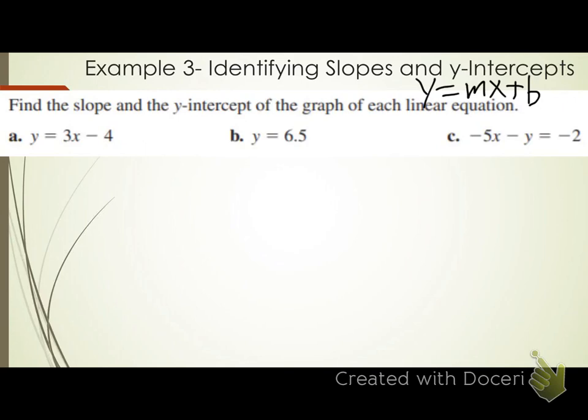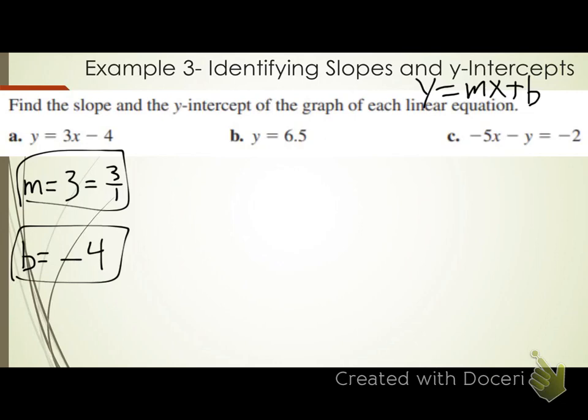Letter A, is that slope-intercept form? Yep. So my m is my slope. It's the number being multiplied by x. So what is it in this case? 3. What would 3 be as a fraction? 3 over 1. I want y'all to get in the habit of knowing that, because whenever we start graphing, we want the rise over the run for our slope to be able to graph. B stands for my y-intercept. It's my constant, my number without a variable. What is it here? Negative 4. And that's all it's asking for, so I'm done with letter A.